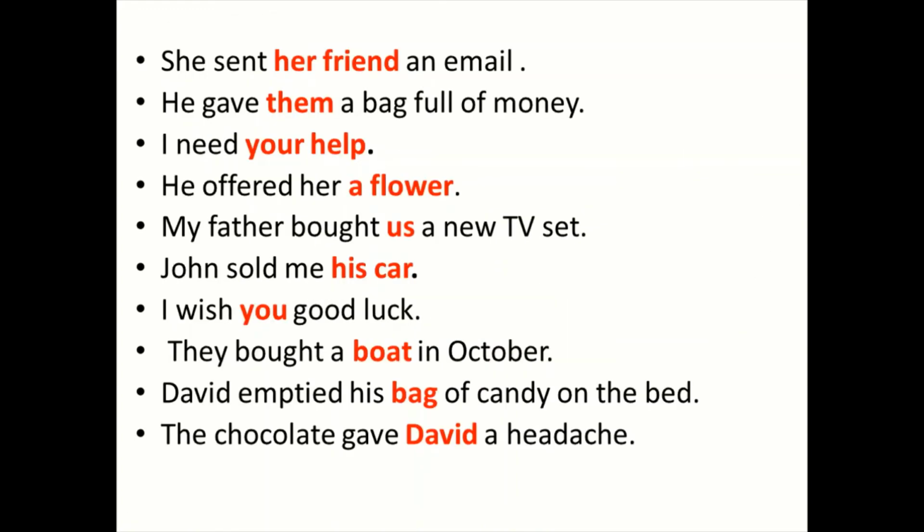Let's do some exercises together. She sent her friend an email. She sent what? An email. To whom? To her friend. So what is sent? Actually, an email, that is the direct object, and her friend is the indirect object.